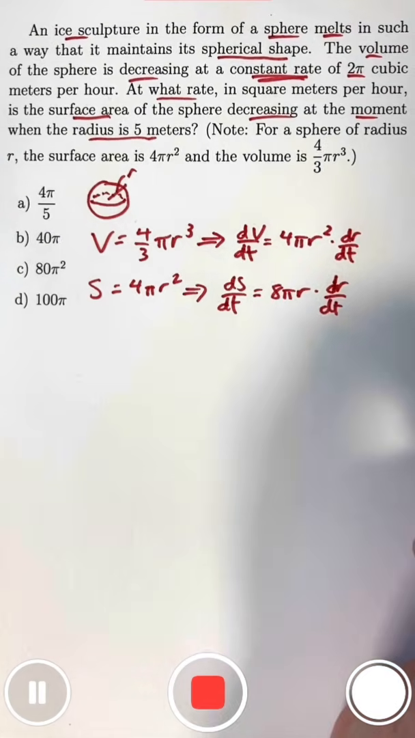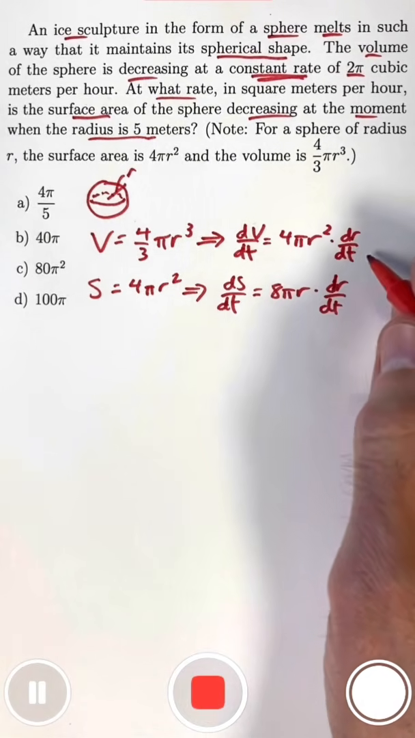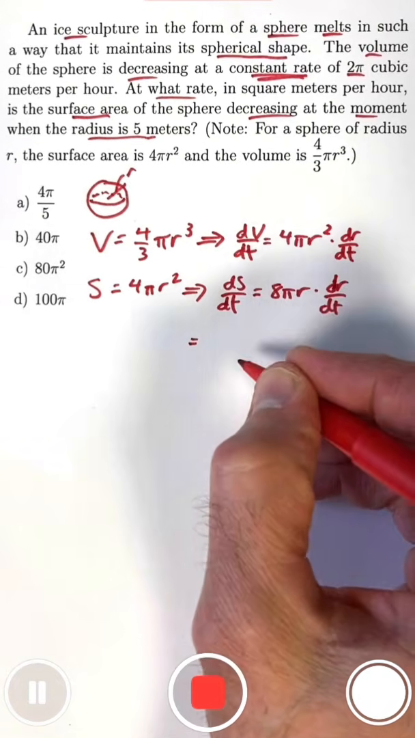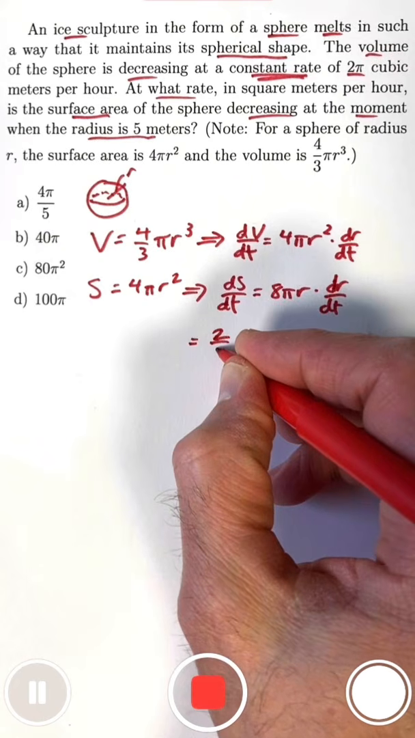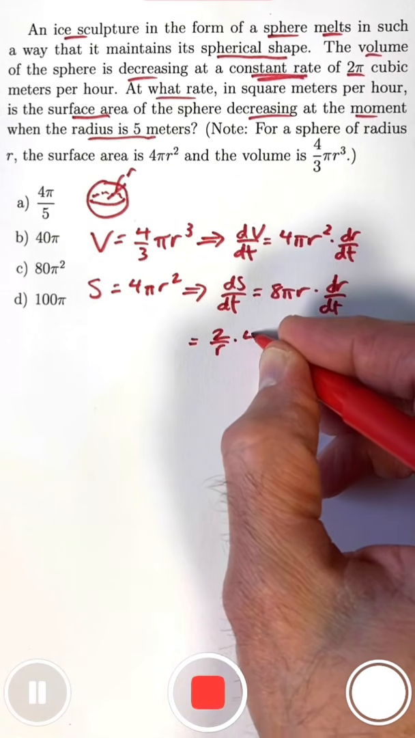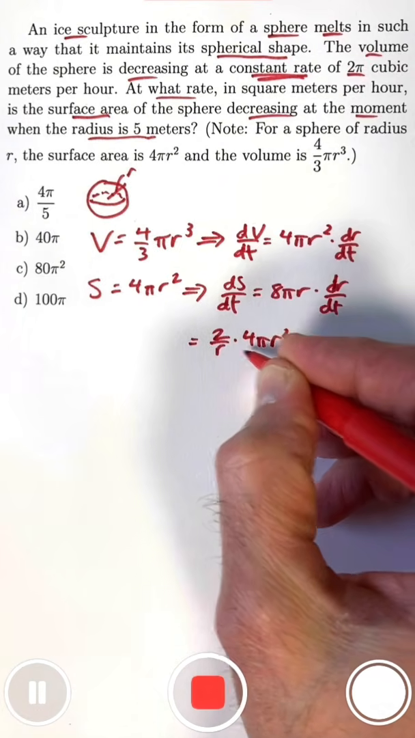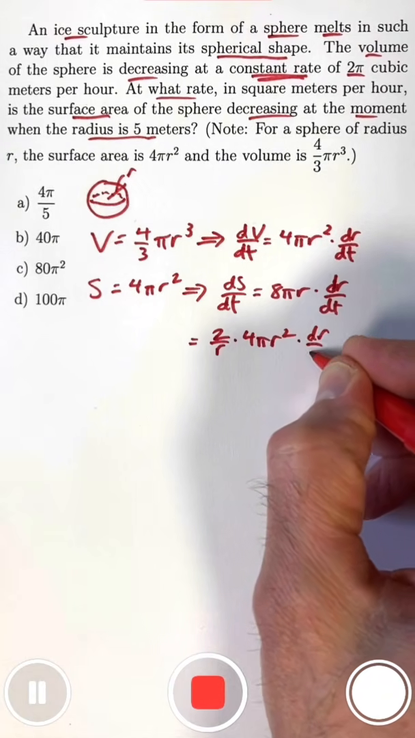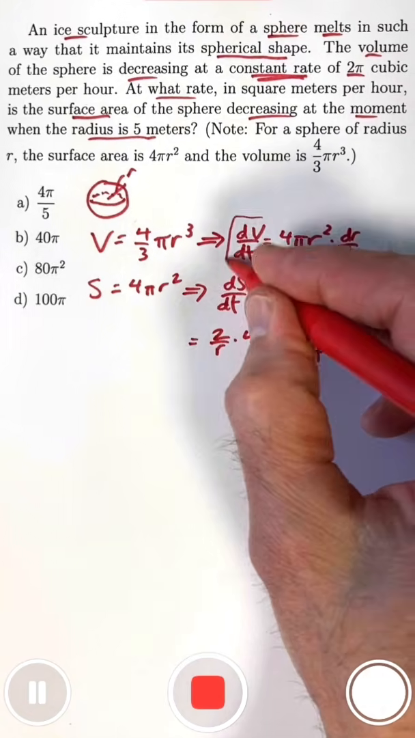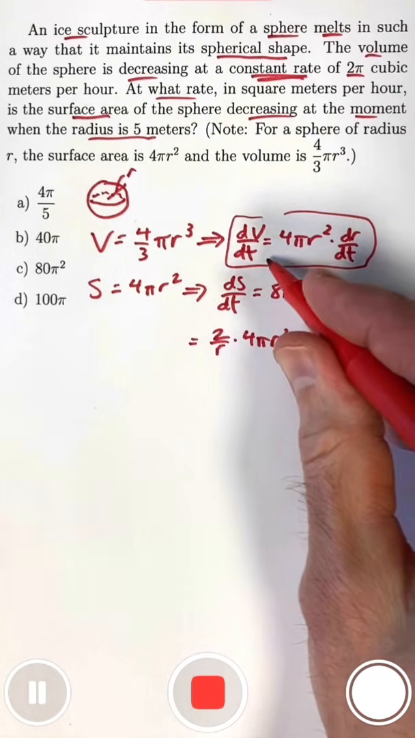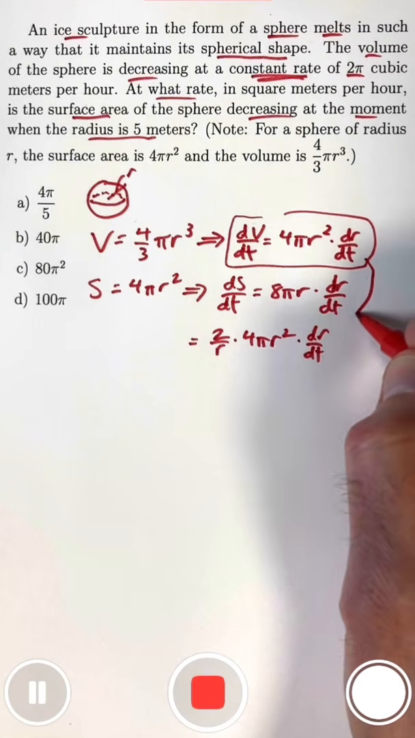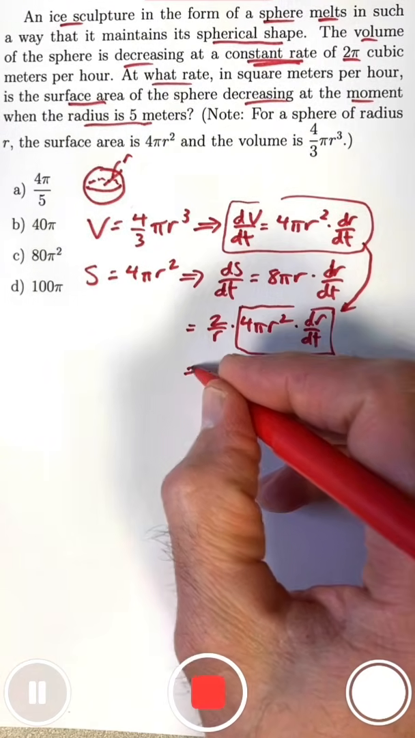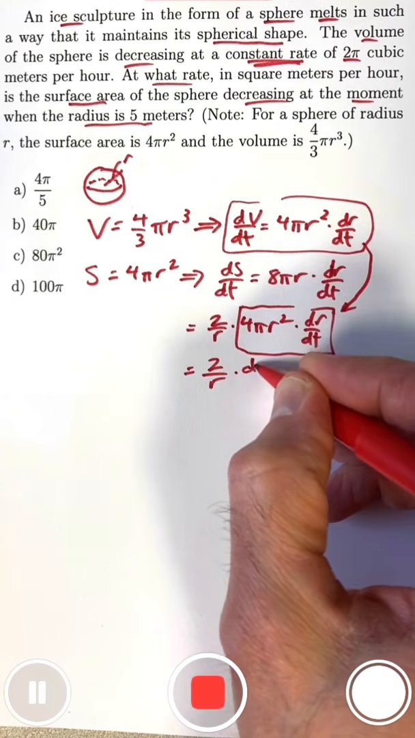Now, what's the cool trick for solving this? The cool trick is to notice that both of these right-hand sides are pretty similar to each other. In fact, we could take this right-hand side and through a little trickery, write it as 2 over r times 4 pi r squared, double check, 2 times 4 is 8, and r squared over r does equal r, times dr/dt. And then we can use the fact that this quantity, dV/dt, is 4 pi r squared dr/dt, and make a replacement. Replace this quantity here with dV/dt, so we get 2 over r times dV/dt.